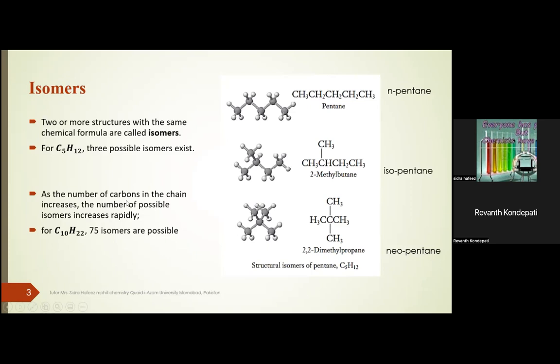As the number of carbons in the chain increases, the number of possible isomers increases rapidly. For example, for decane, C10H22, this will be called decane. This is pentane for 5 carbons. This is decane for 10 carbons. 75 isomers are possible. So the number of isomers increases with the number of carbon atoms.